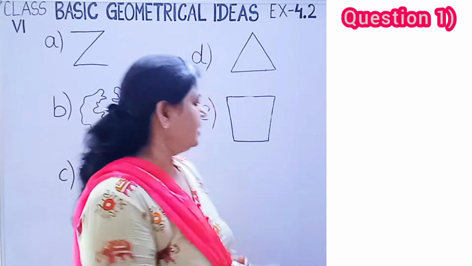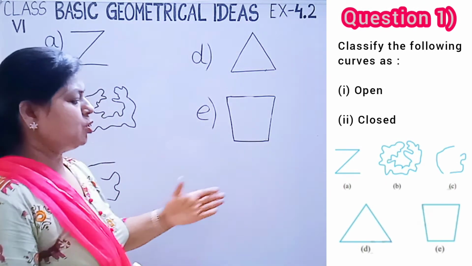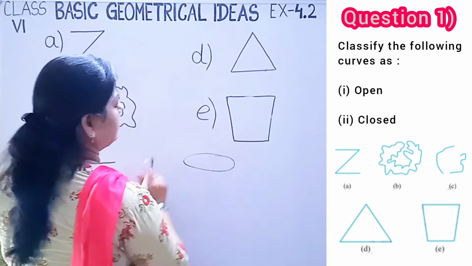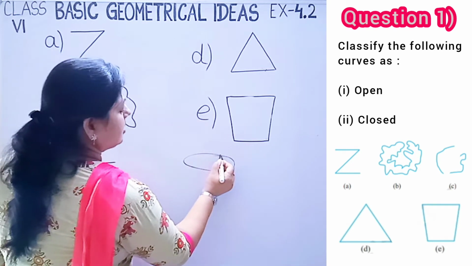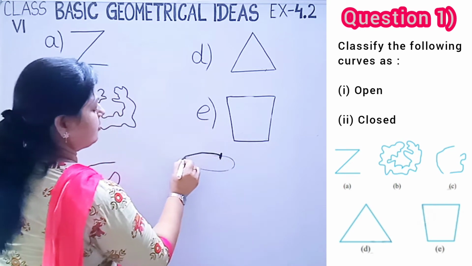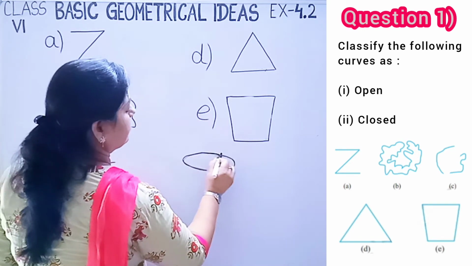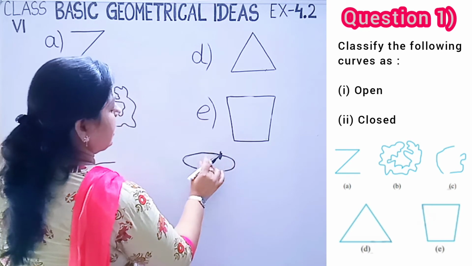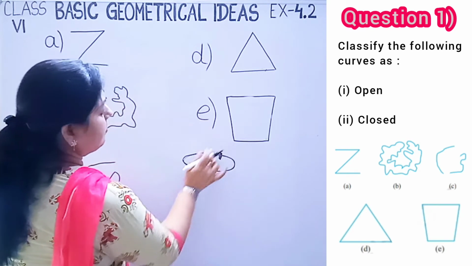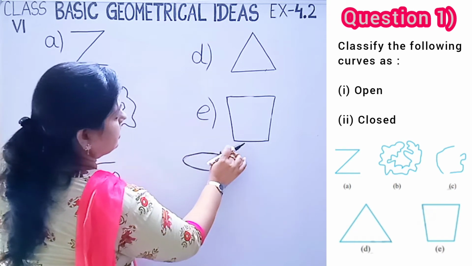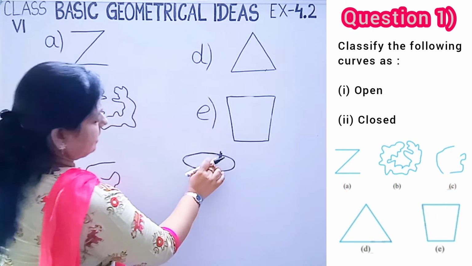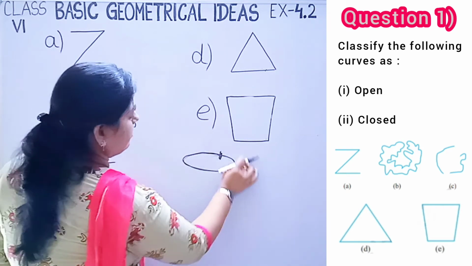Question number 1. Classify the following curves as open or closed. If I am taking the example of an oval, this is the ending point and starting point. I have started to draw this oval from here and ending here. It means this is closed and this oval is covering some area and the boundary is complete here. Starting point and ending point are joined together and there is no break in the boundary.